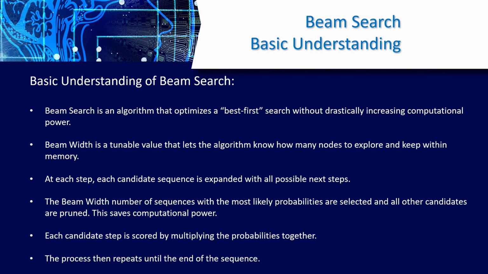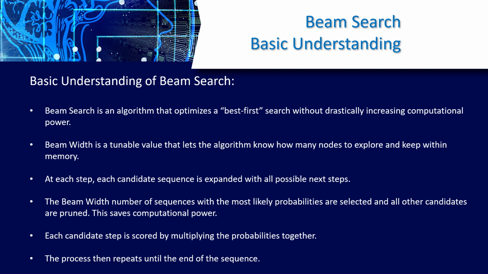Beam Search is an algorithm that optimizes a best first search without drastically increasing computational power. Now, what that means is that you give an algorithm the ability to explore more than one possible match, but not an unlimited amount. Just the ones that have the highest probability of matching the input. How you tell beam search how much to explore is specified by the beam width.